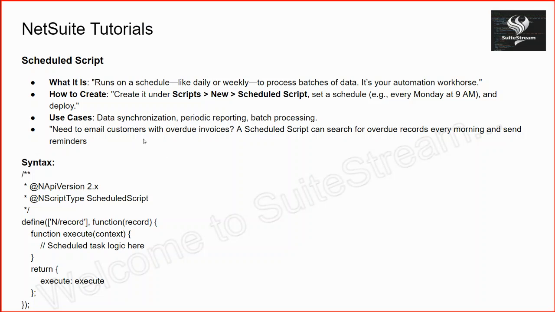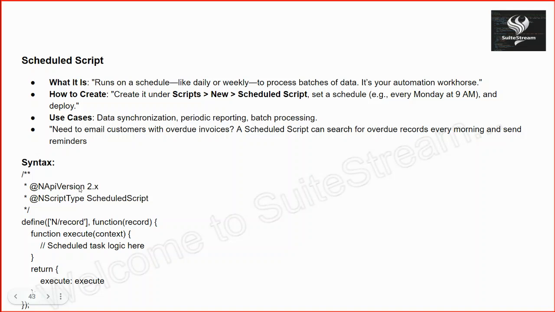If we're talking about how to create a SuiteScript, first we have to write the SuiteScript type as scheduled script, API version 2.x, which is the latest version of SuiteScript. This is the scheduled script, the type of the script scope. In the define we have to define the script modules, and this is the return type, and this is the function. Within the function we have to define our logic, what we need to implement based on the requirement.